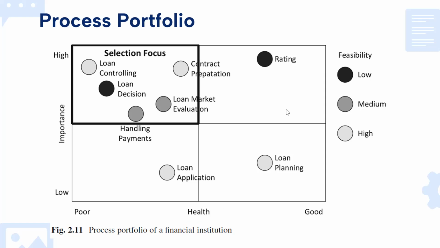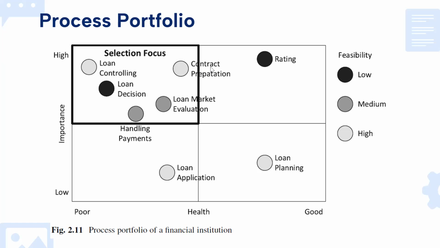It has high importance and high health, and also high feasibility. Okay, so everyone is telling the same answer. Importance and feasibility are the same for loan controlling and contract preparation, but the health is different.